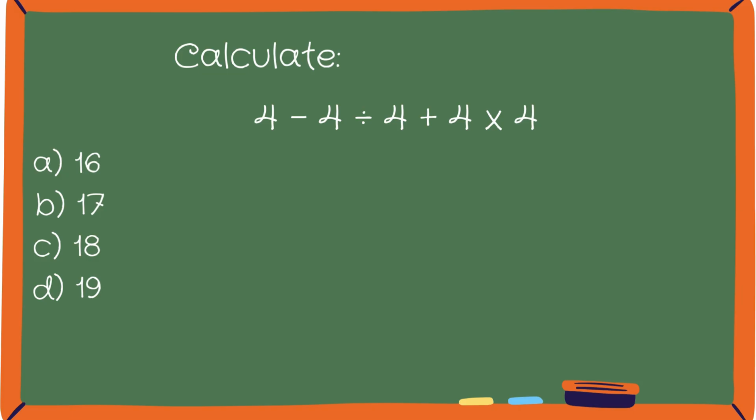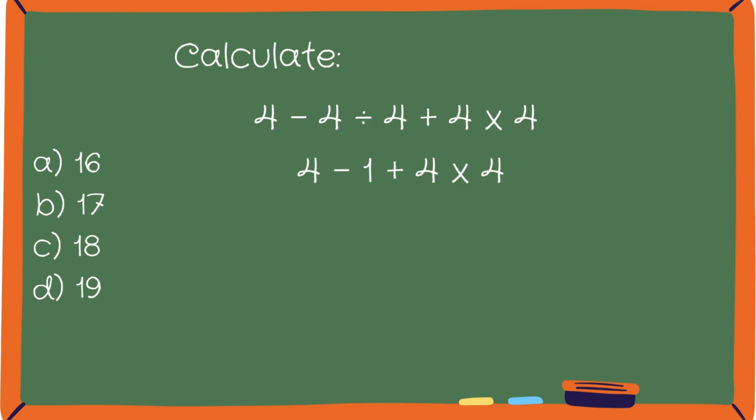Alright, where do I start? I'll start with multiplication and division. Look, here we have a division, a multiplication. So I'm going to start here. I'm going to rewrite the operation. Look, 4 minus 4 divided by 4 is 1 plus 4 multiplied by 4. I've just rewritten it. Okay, so what do I do now?